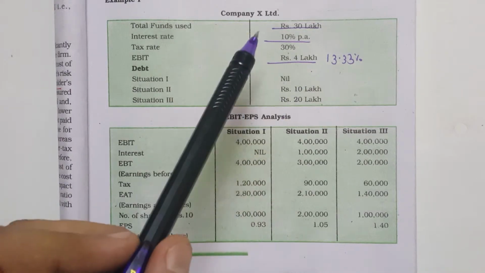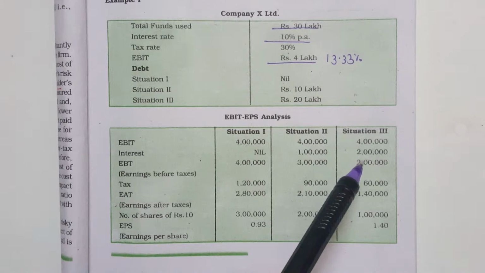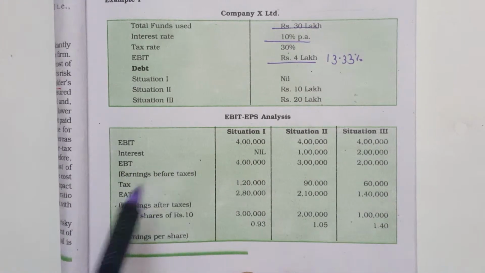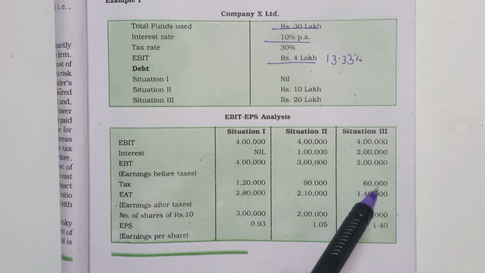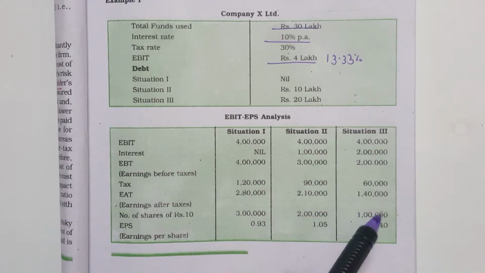In the third case, 20 lakh is there, so the interest rate is 10%, or 2 lakh rupees interest we have to pay. So earning before tax, we have this 4 lakh, 3 lakh and 2 lakh. Tax is 30%, so the tax liability is 120, 90 and 60. After that, earning after tax, you can see 280, 210 and 140 is there.